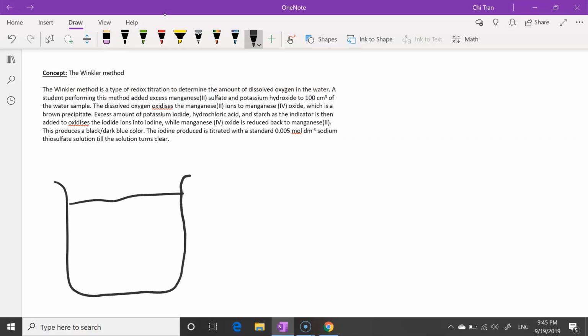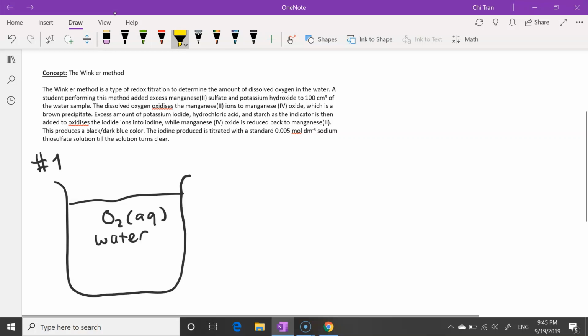So we know that in our water sample, there is an existing amount of oxygen in it, and our purpose is to determine how much oxygen is in the water sample. So the first step of the experiment is adding manganese(II) sulfate and potassium hydroxide into our water sample. The sulfate as well as potassium are spectator ions, so we don't need to write them in our equation, and we can simplify it to Mn2+ and OH-.